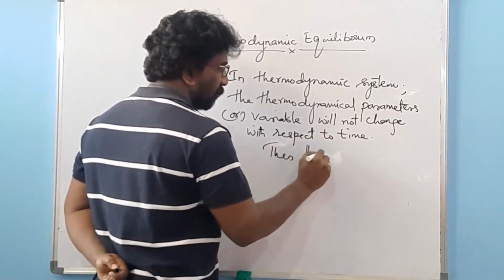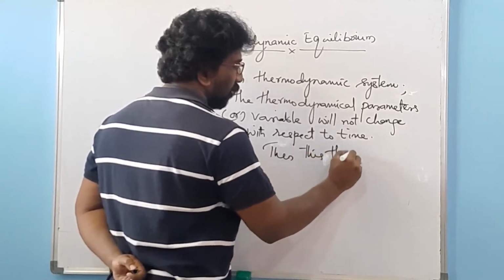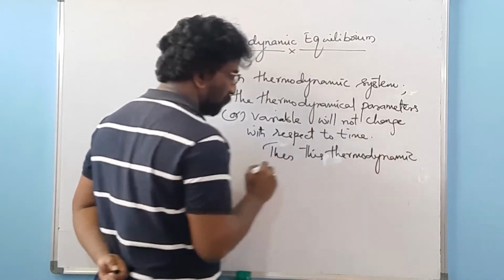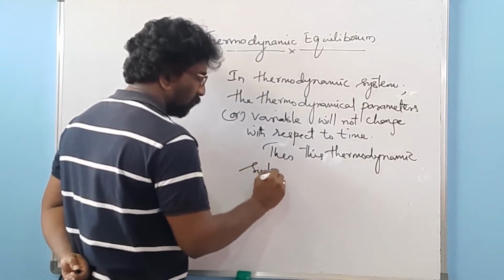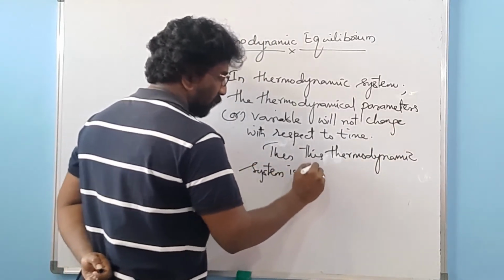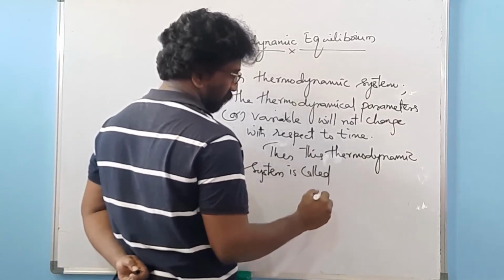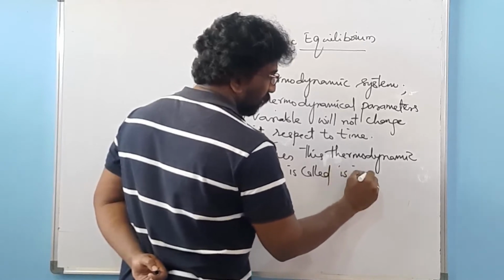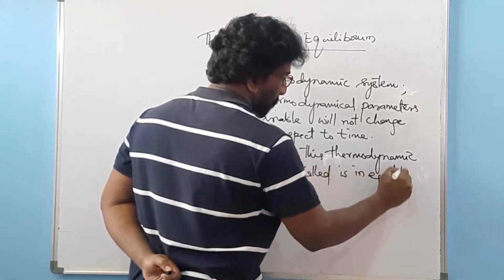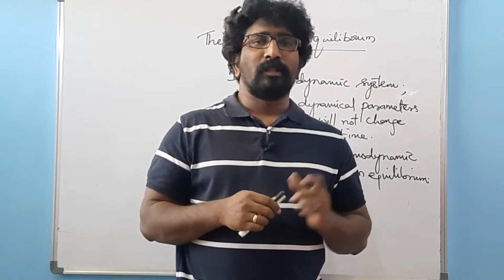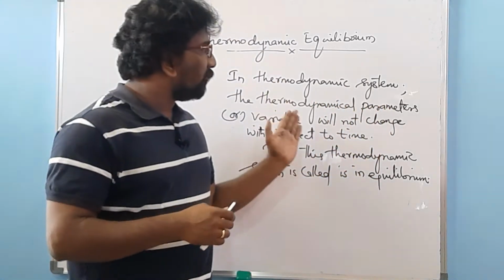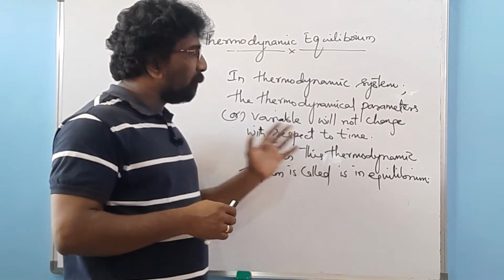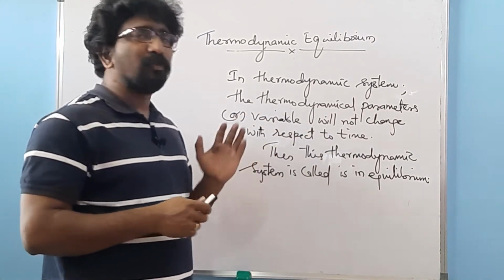Then this thermodynamical system is called to be in equilibrium. See now, thermodynamic equilibrium means what? All the variables in the thermodynamic system will not be changing with respect to time. So for this one, let me give one example.